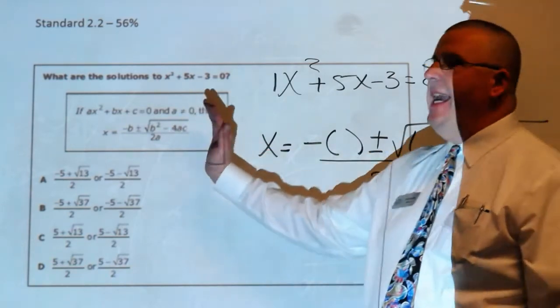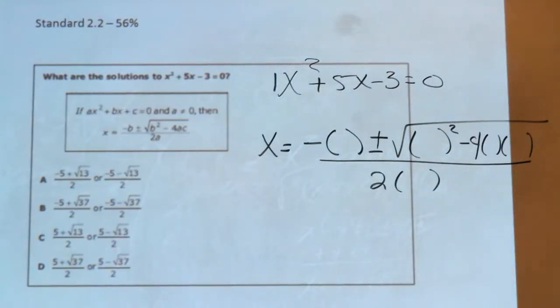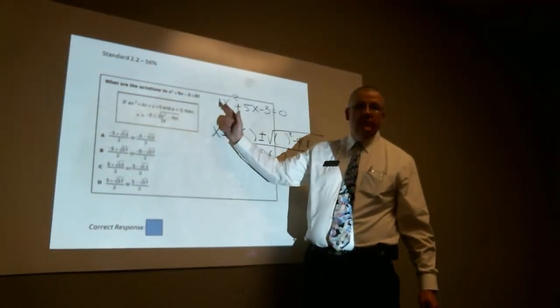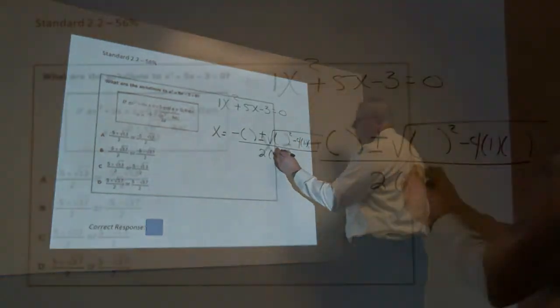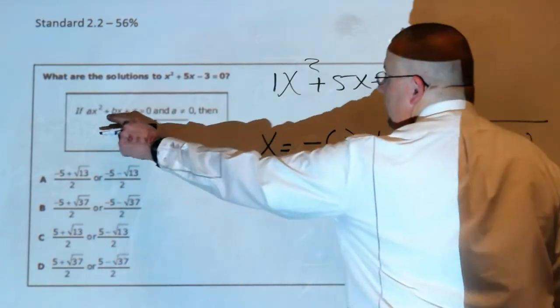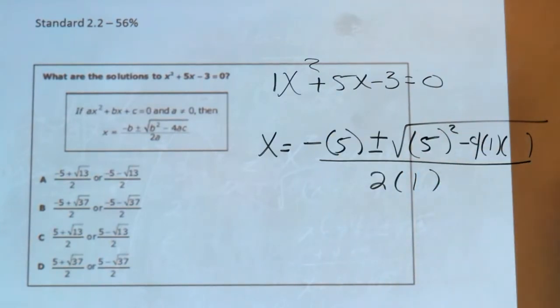By the way, this solves every quadratic all the time. The quadratic formula always solves the quadratics. Now, let's look at A. Our formula has an A here and an A here. A is 1. So we're going to put a 1 right there and a 1 right there in the place of A. B is what? 5, right? So B is 5, and put 5 there, and a 5 there. And lastly, C is a negative 3.